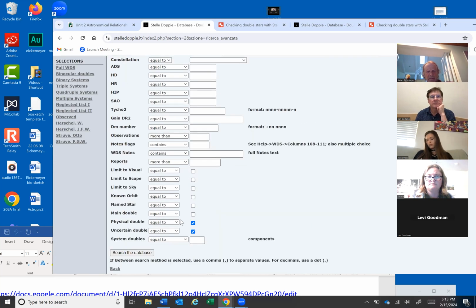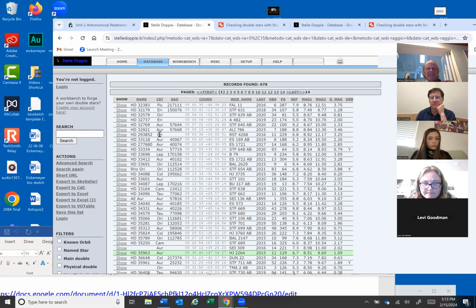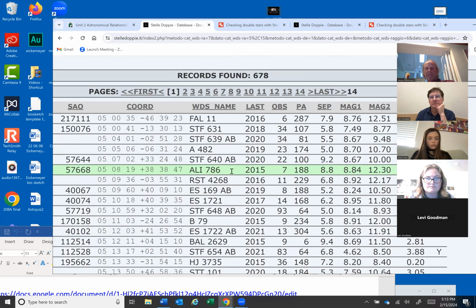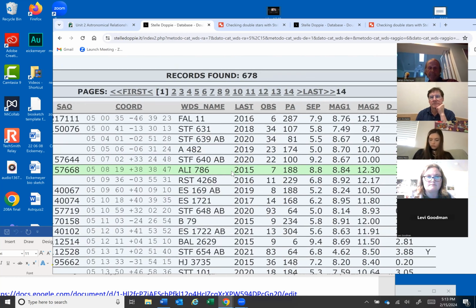And so once you've got all of those filled in, then you can search. So you can just click on search the database. And so now a whole slew of stars are going to come up. And so up here, there's a few things that we're going to be looking for.